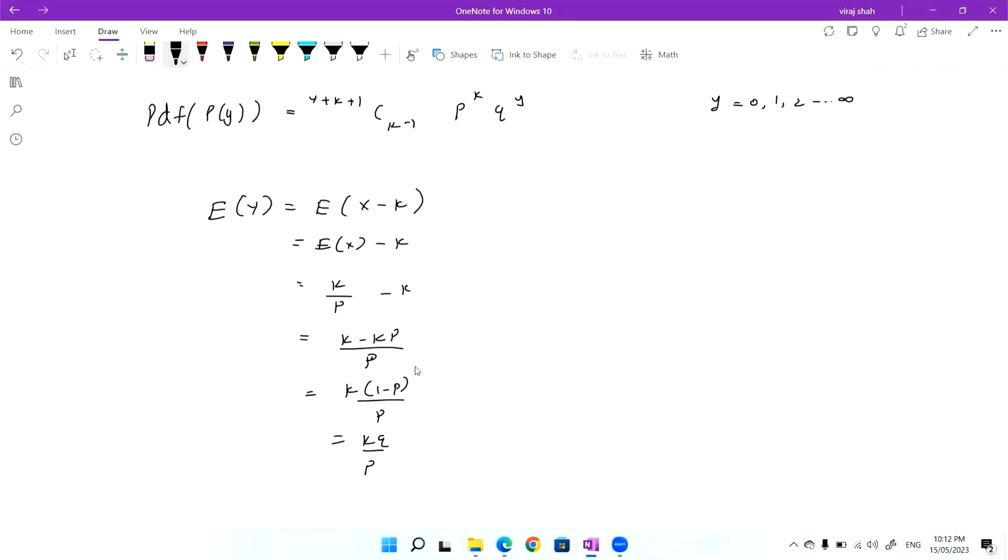Your variance of X or variance of Y is nothing but variance of X minus K. K is a constant. Variance of a constant is 0. So variance of X is nothing but KQ upon P square. That's it. Done. Complete.